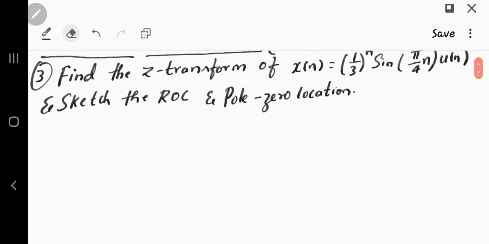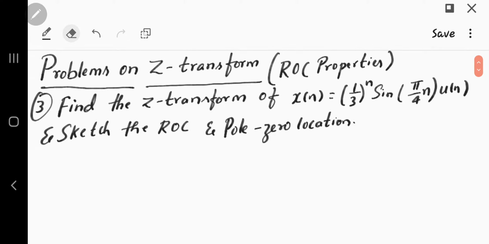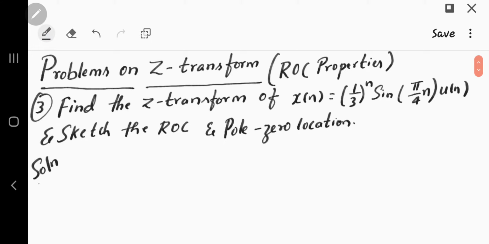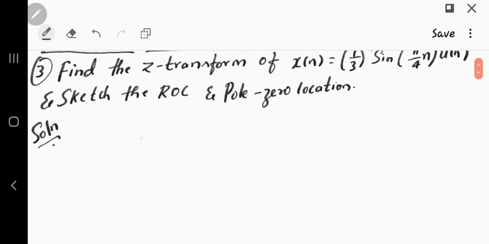Okay. So the first one is: find the Z transform of x of n is equal to (1/3) to the power of n sine(pi by 4 n) into u of n. Sketch the ROC and pole-zero location. So we have to find the Z transform of the signal, and also we have to locate the ROC and pole-zero location. So this is the problem.